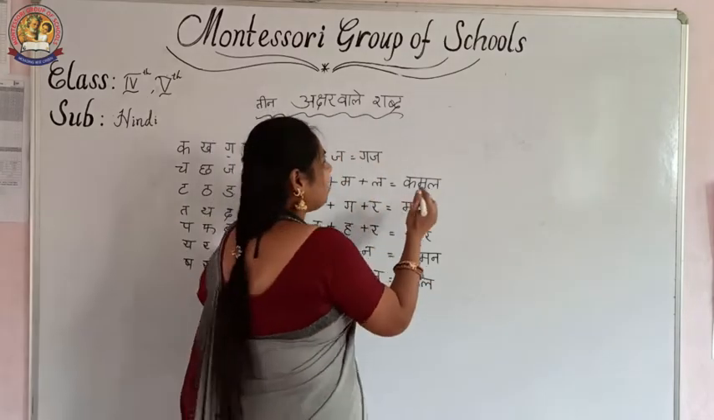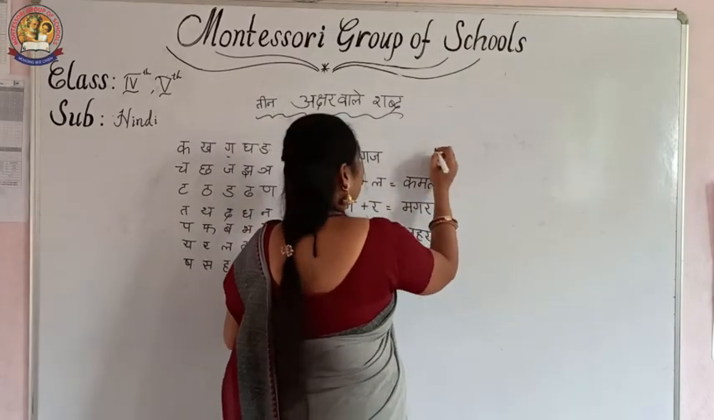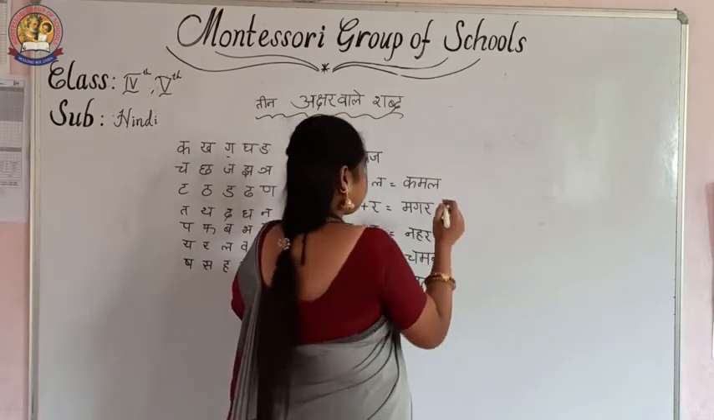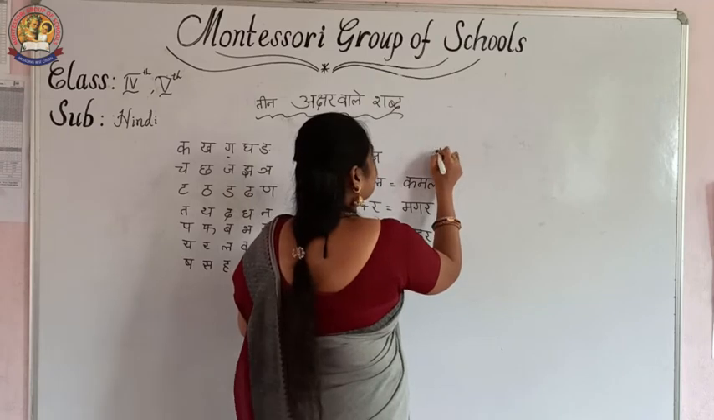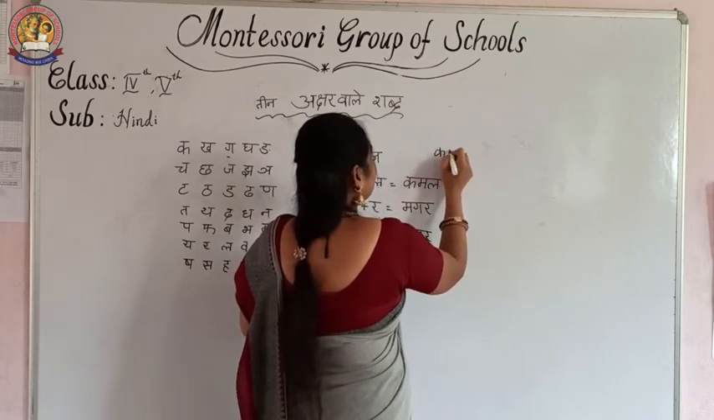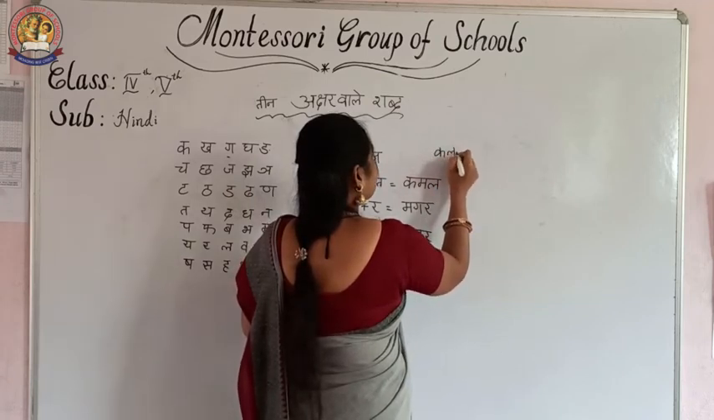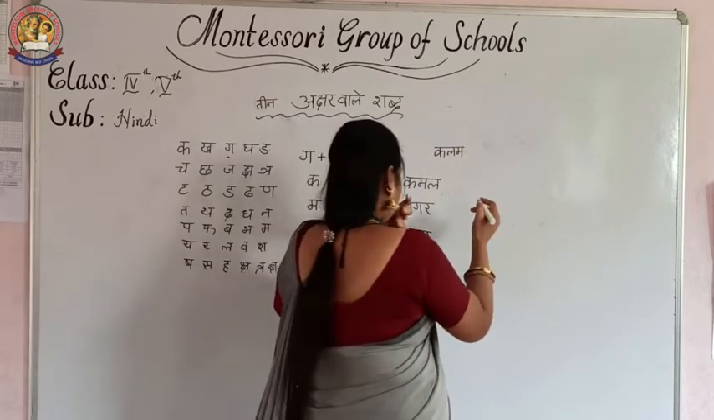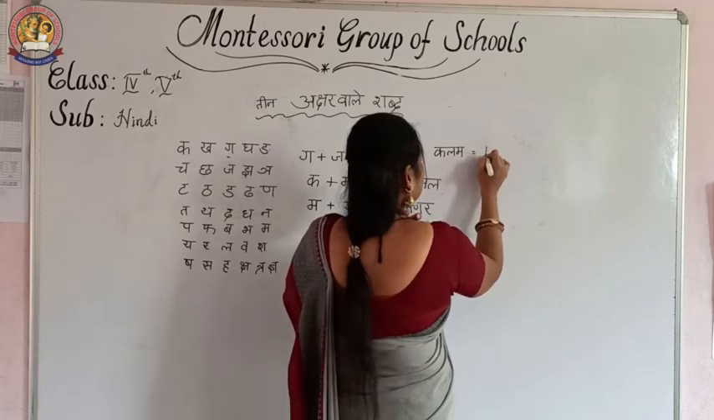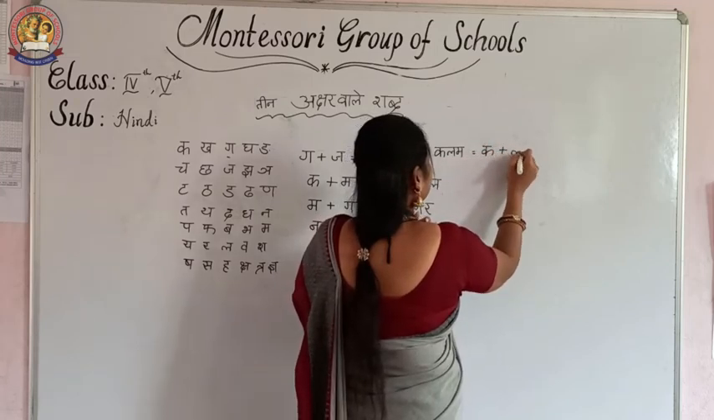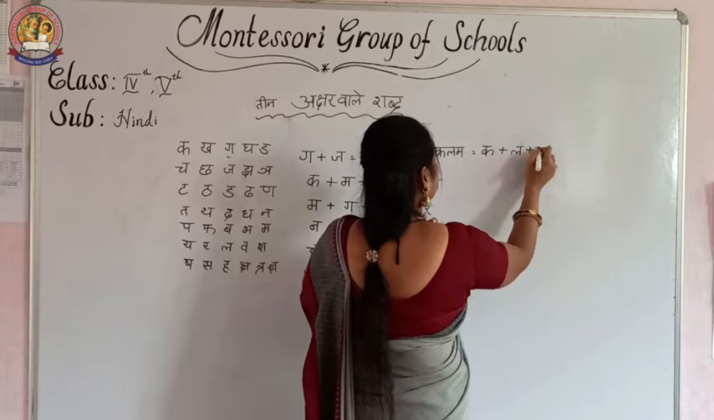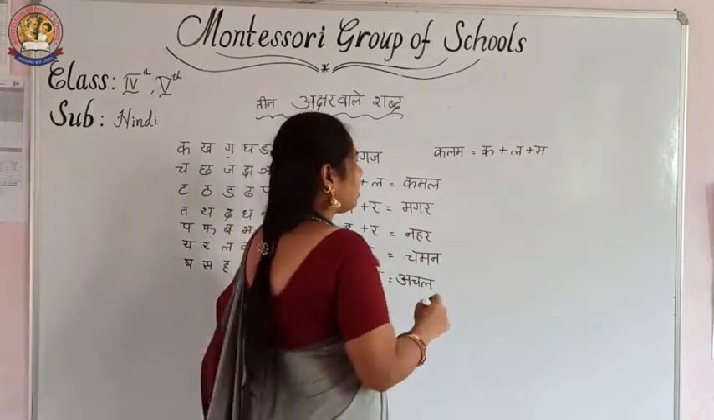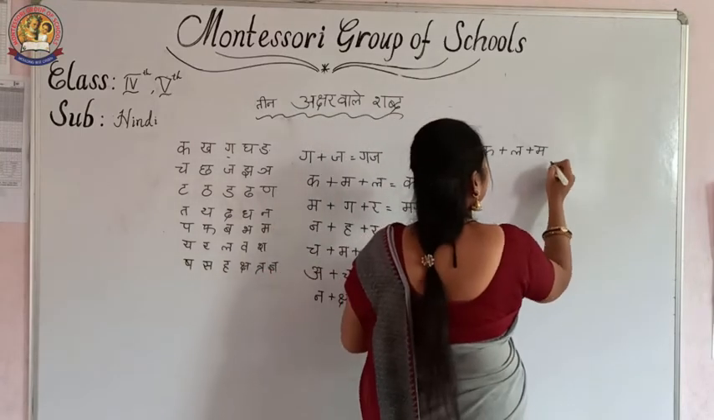Some children, if we say to write any word, for example kalam, ka, la, ma. Instead of writing this all, see? Ka, what is there in that one? Ka plus la plus ma. Kalam. They will write this type also.